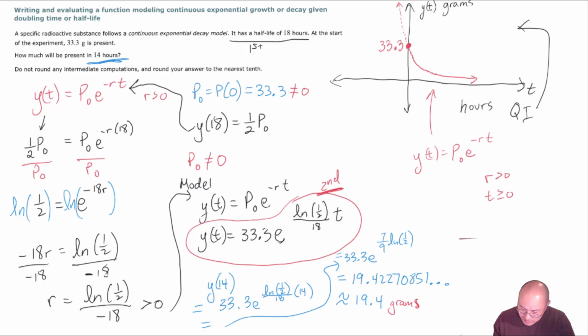Now I need to write a sentence here. Let's write a one-sentence summary. How much will be present in 14 hours? About 19.4 grams of this radioactive substance is present in 14 hours.